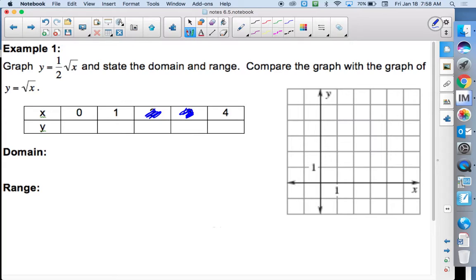See if you can plug those numbers into the equation. So take the square root of 0, multiply it by 1/2. Take the square root of 1, multiply it by 1/2. So you're taking 1/2 times the square root of 0, 1/2 times the square root of 1. I skip those two because they give us horrible decimals.